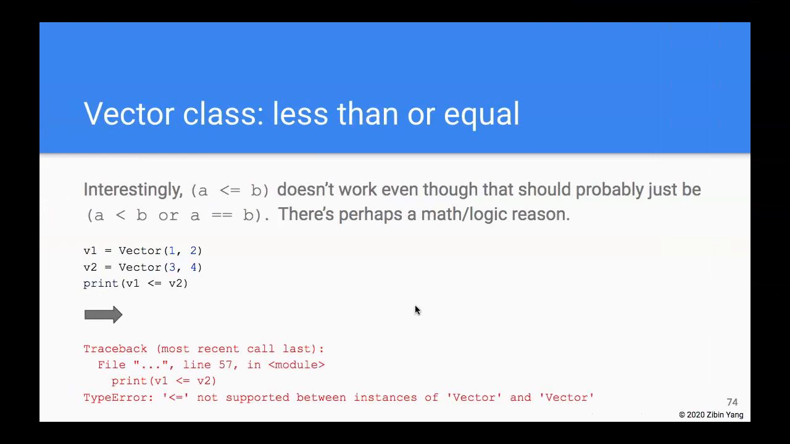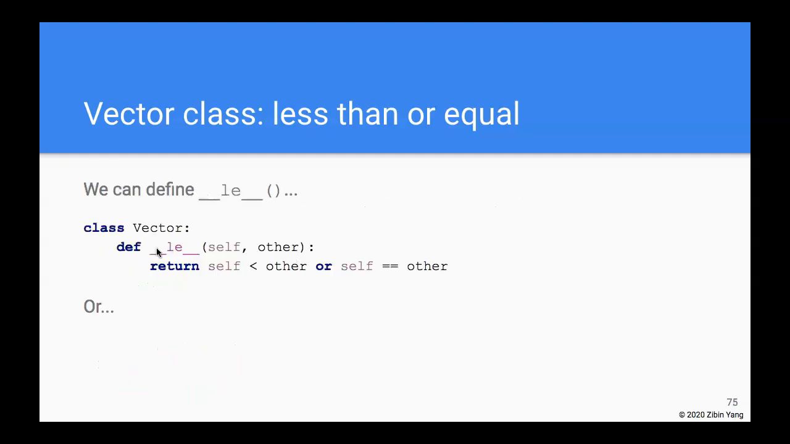So I have not dug into the reason why Python doesn't automatically do this. There's probably some math or logic reason to that. But then, okay, how can we support it? Well, it would be fairly straightforward. We can define the dunder LE method, which is less than or equal to, right? And we can just say it returns self less than other, or self equal to other. That's the meaning of less than or equal to.